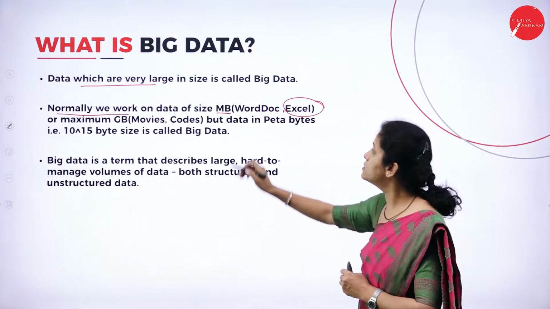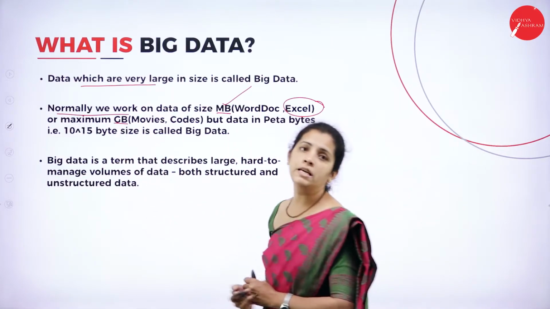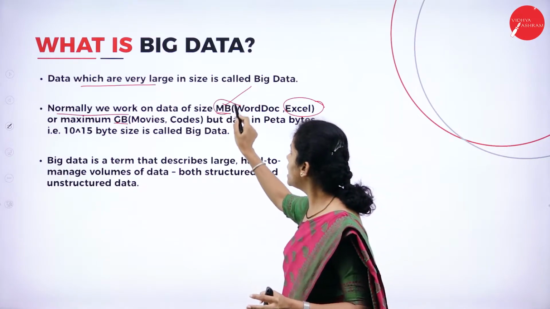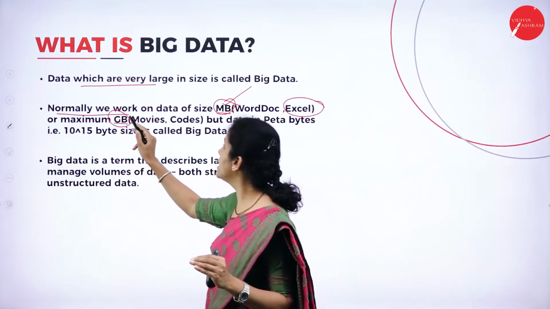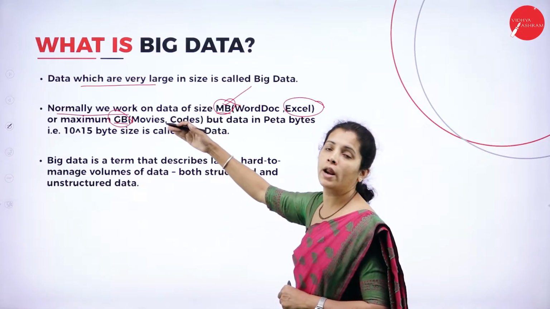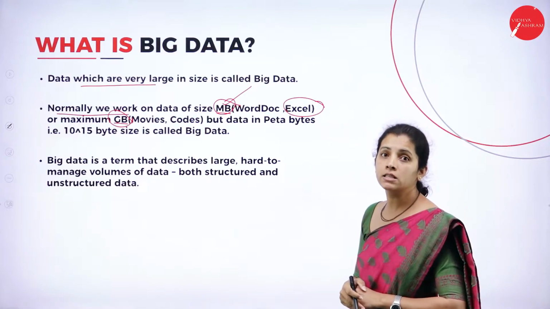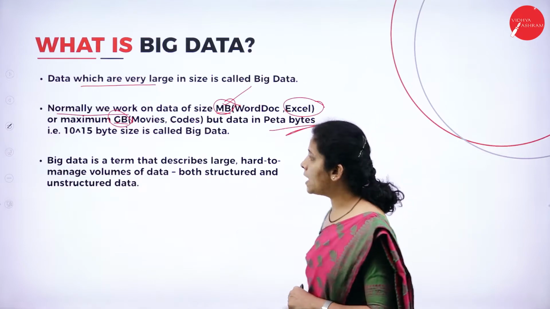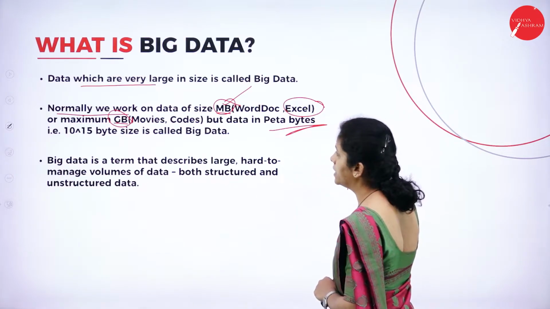That is in terms of MB, and maximum GB, that is nothing but gigabyte. Minimum it is megabyte, and what about maximum size? It is gigabyte. I can consider a movie or any programming codes. But nowadays, the size of the data is measured in terms of petabyte. That is nothing but 10 to the power 15.